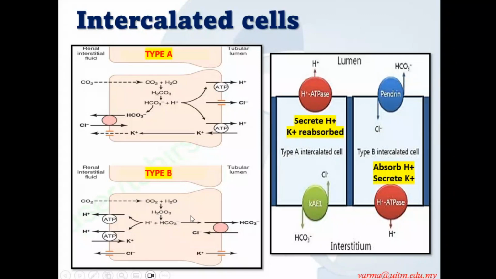So in type B, what does it do? It comes into play when you have metabolic alkalosis. So it pushes out your bicarb, retains your sodium, retains your hydrogen. When you want to retain your hydrogen, you have to secrete your potassium, because the potassium hydrogen exchanger is here. So that is about intercalated cells.